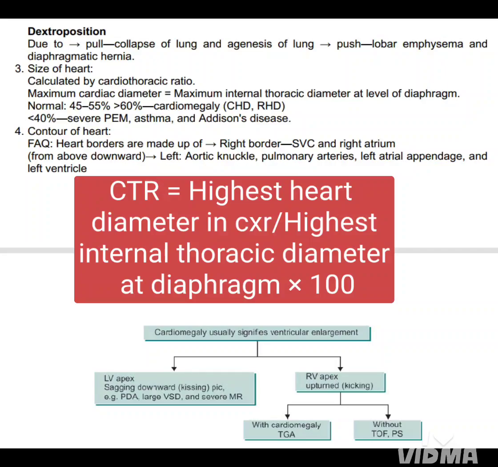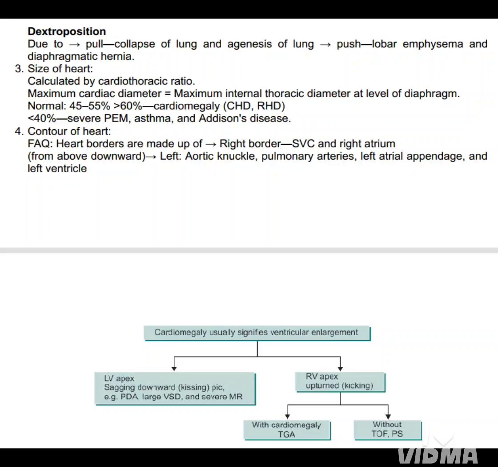Now cardiomegaly is a condition that usually signifies ventricular enlargement. There are two types of conditions, LV apex and RV apex. In LV apex, the apex of the heart is sagging downwards. Examples: PDA, large VSD, and severe MR. In RV apex, the apex is upturned. RV apex with cardiomegaly is seen in TGA, and without cardiomegaly in TOF and PS. You can remember that LV apex is seen in the mid-line conditions PDA and VSD.